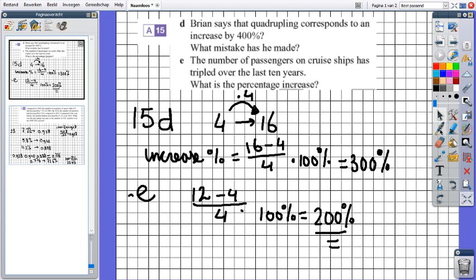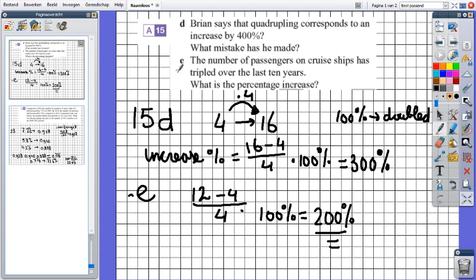How does this happen? What you should know, if we have an increase of 100%, 100% increase doesn't mean it stays the same, right? That means it's getting doubled. So 200% means tripled, and 300% is going to add up to being quadrupled.